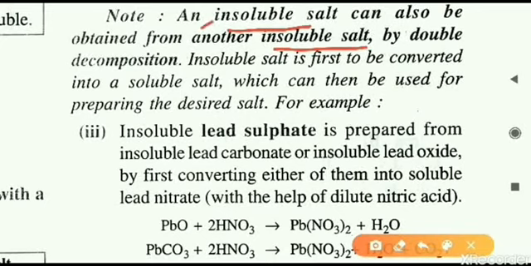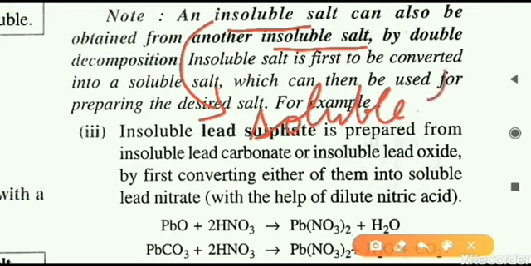What we have to do? First we will take that insoluble salt and convert that into a soluble salt, and using that soluble salt again we will do the reaction to make an insoluble salt. So the reaction will proceed in 2 steps. First, the insoluble salt converts to a soluble one, then that soluble one will convert to another insoluble salt.